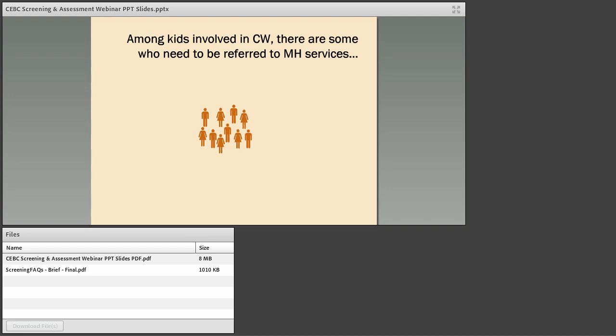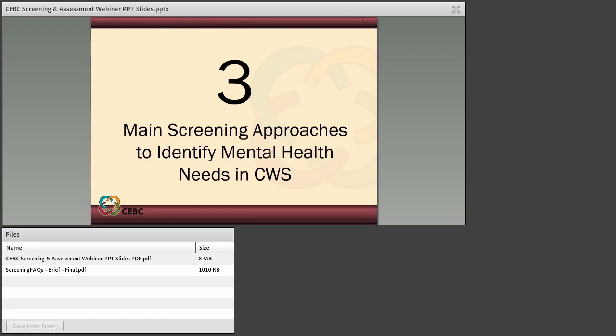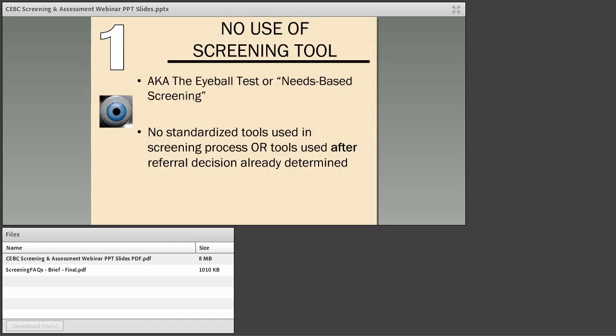And this has been moving forward in the country based on federal pressures and also in the state based on federal pressures and legislative moves, and also there's been some lawsuits. So we've identified three main approaches to identifying mental health needs in child welfare that have emerged as a result of all these pressures to work more closely on identifying well-being. So we'll talk about these three different approaches that have kind of come up in the field for identifying mental health need. And the first is not using a screening tool at all.